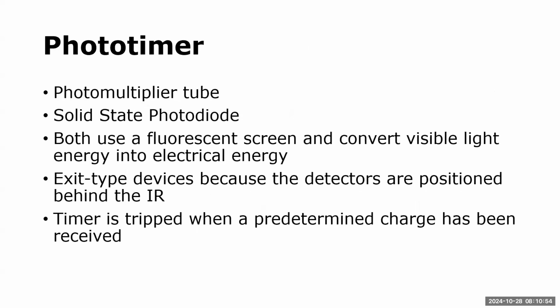Okay, so with the photo timer, this older technology, there was either a photomultiplier tube involved or some kind of solid state photodiode. Both of these use a fluorescent screen and convert visible light energy into electrical energy. I'm going to show you a picture in just a second for you visual people. It is an exit type of device because the detectors are positioned behind the IR. So the timer is tripped again when a predetermined charge has been received.